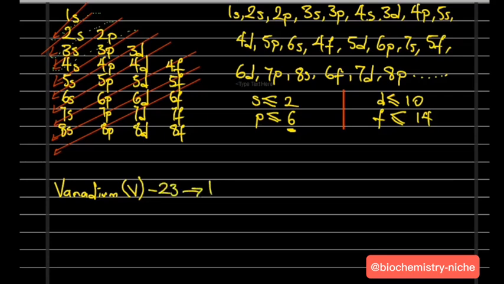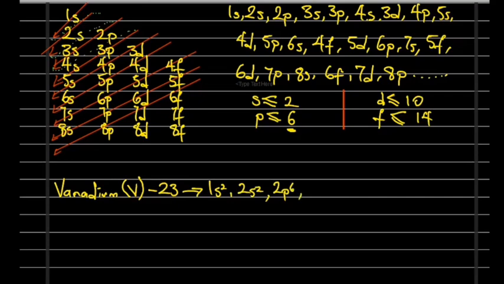So its electronic configuration is going to look like this: 1s2, 2s2, 2p6, 3s2, following what we have up here, then 3p6. Okay, this is 2 plus 2, 4 plus 6, 10 plus 2, 12 plus 6, 18, and we're going to 23. So we have 4s2, and then 3d3, so this makes 23. 2 plus 2, 4 plus 6, 10 plus 2, 12 plus 6, 18 plus 2, 20 plus 3, 23.